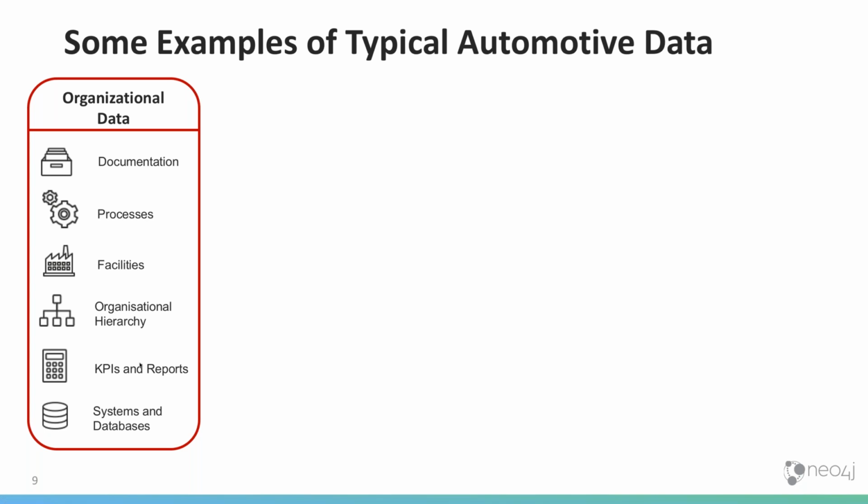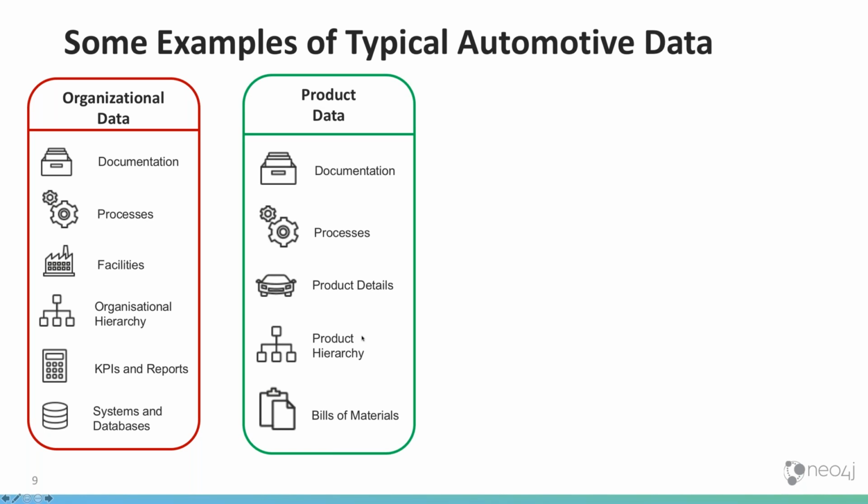KPIs and reports are quite important. Obviously they go to leadership, go to the board, determine lots of important things, right? Lots of important decisions are made on those KPIs and reports. So it's interesting to know how that data gets generated, where it comes from. And then there's your systems and your databases, your IT infrastructure, where data is held, where the documentation is held, and so on and so forth.